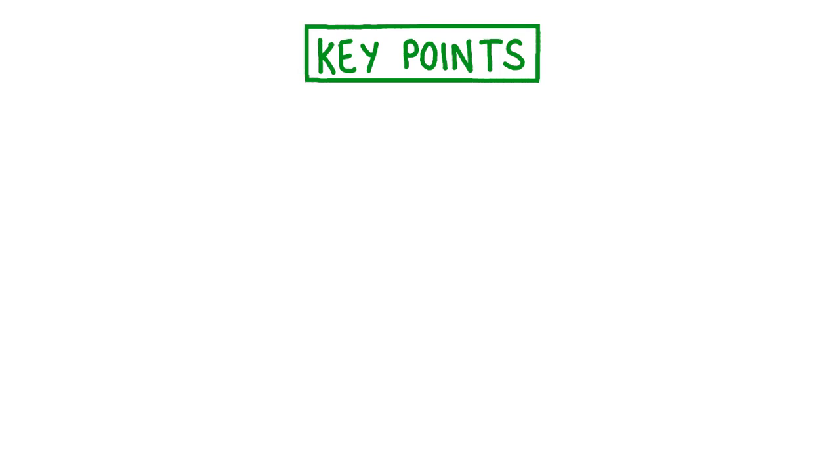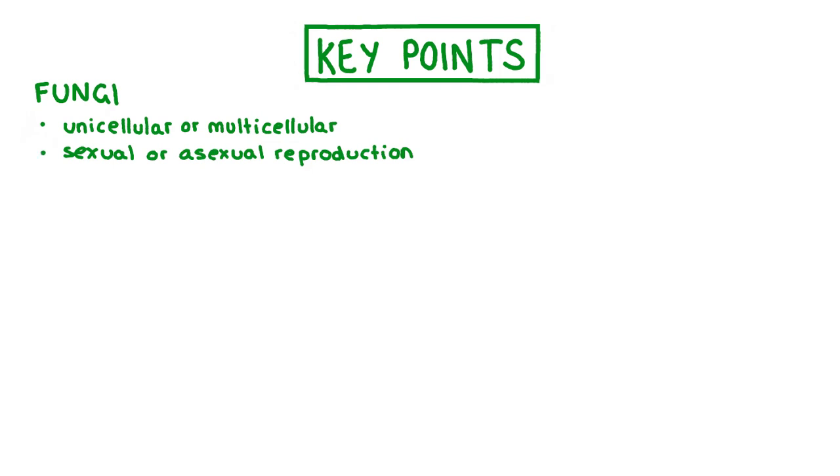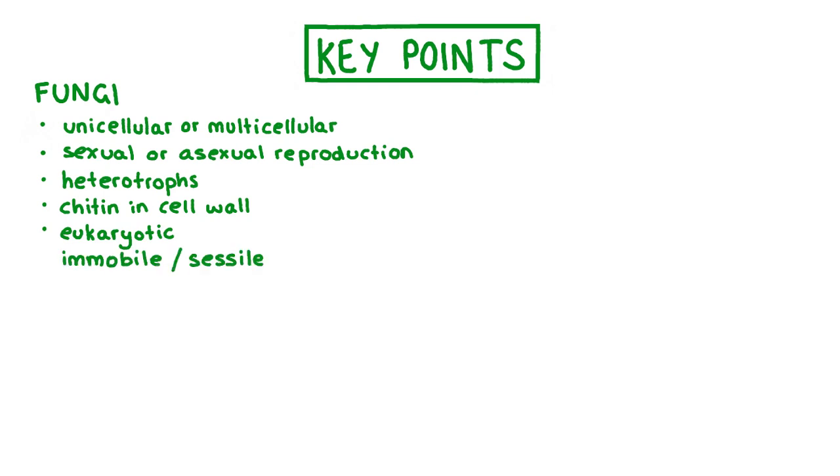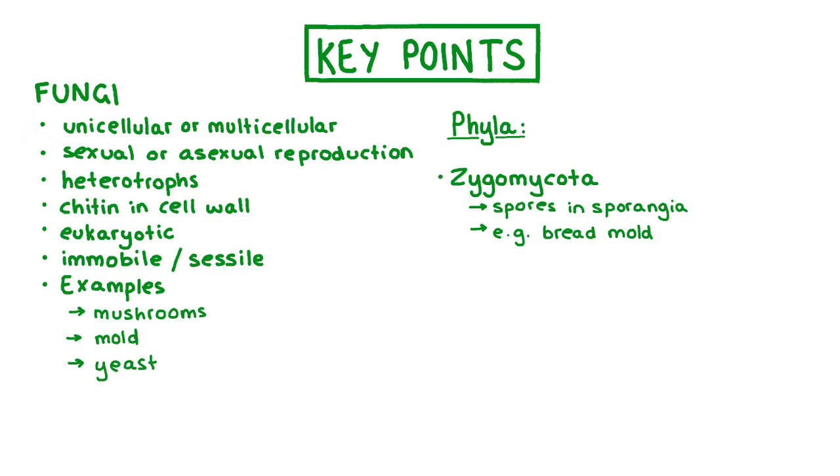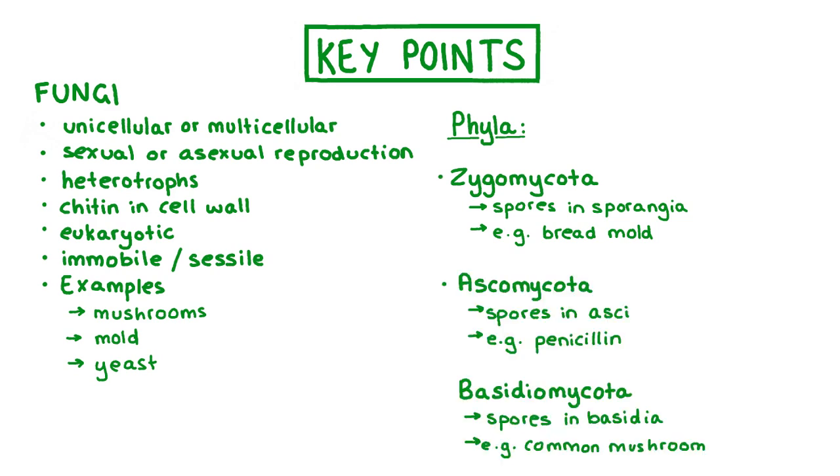Let's wrap up our lesson by taking a moment to review what we've learned. In this video, we learned about the characteristics of organisms within the Kingdom Fungi. For example, we learned that fungi can be unicellular or multicellular. They reproduce either sexually or asexually. They are heterotrophs. They have chitin in their cell walls. They are also eukaryotic organisms. We learned that fungi are immobile or sessile, which means that they cannot easily move around on their own. We also examined some examples of fungi. We then looked at the characteristics of 3 phyla from the fungi kingdom: Zygomycota, Ascomycota, and Basidiomycota.